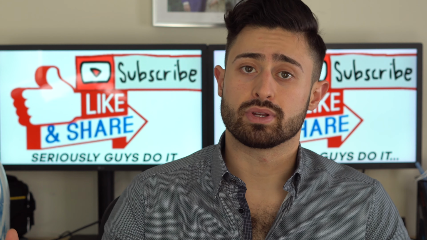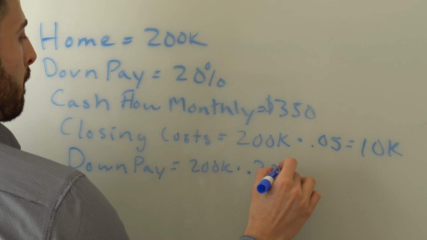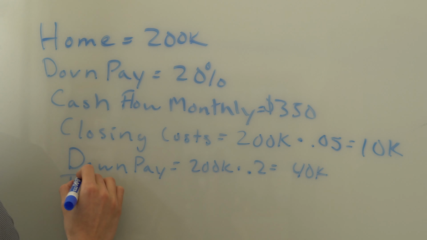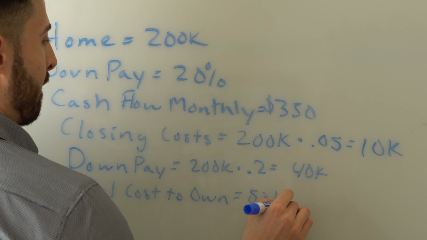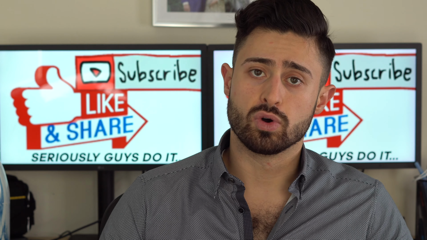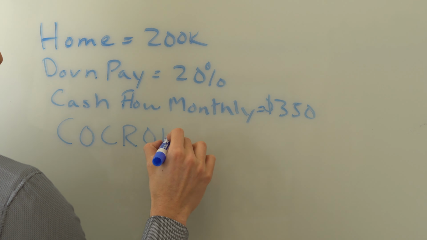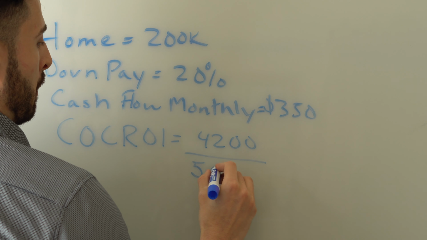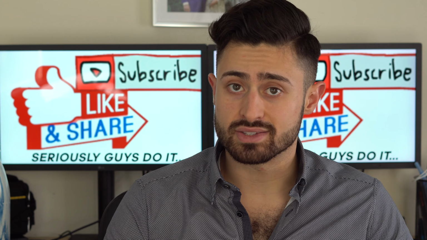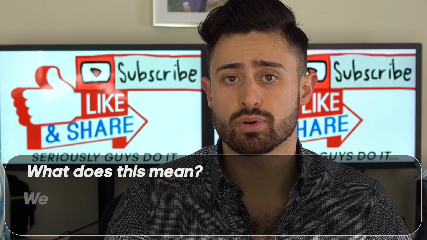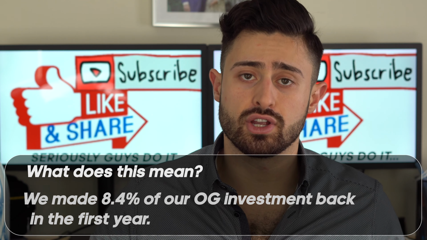But how much is the down payment? 20% of $200,000 is $40,000. Let's assume that closing costs are 5% of the property, so it's another 10. So total we got 40,000 plus 10,000, that equals $50,000 we put down with closing costs. So the formula for calculating cash on cash ROI is 4,200 over 50,000. That gives us an 8.4% cash on cash ROI. What this means is that we are now making 8.4% of our original investment to buy the property back in the first year in which we bought it.